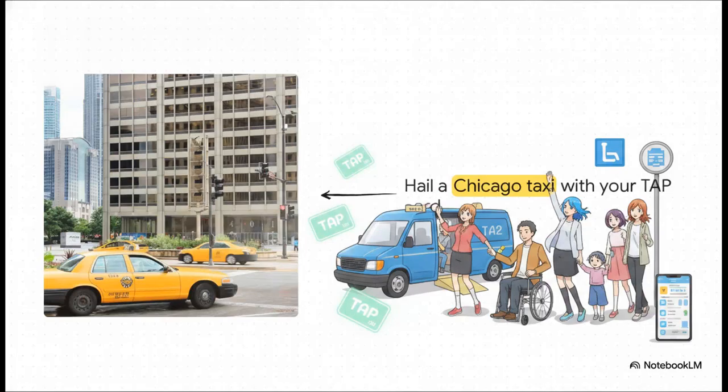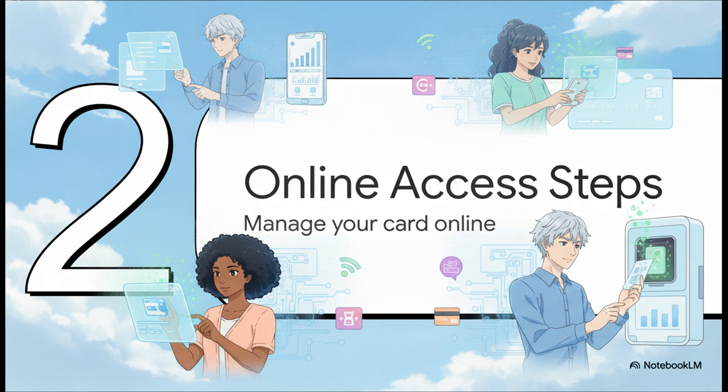Imagine you just need to run some errands downtown, or maybe you're visiting family, or you get a last-minute doctor's appointment. With your TAP card, you simply hail a licensed Chicago taxi right on the street. Or you can call for a wheelchair-accessible WAV cab. When your ride's over, you just swipe your TAP card in the back of the taxi. It gives you total independence. But obviously, that independence only works if you actually have trips loaded onto your card. Which brings us to Section 2, online access step-by-step.